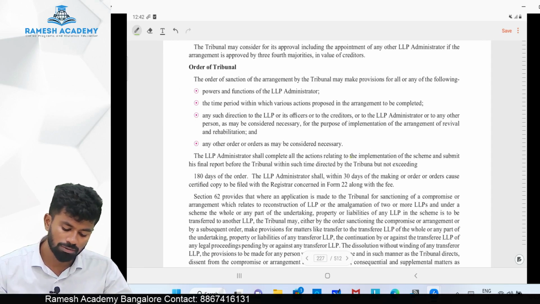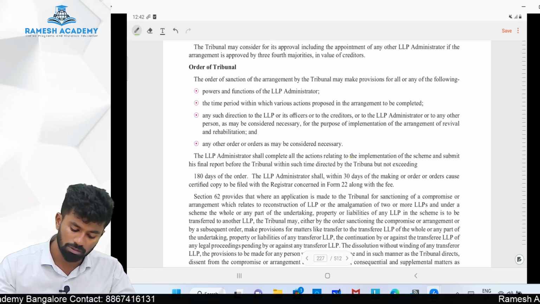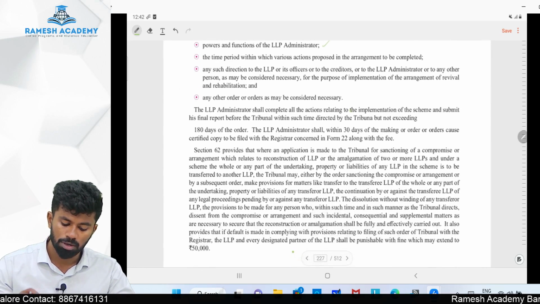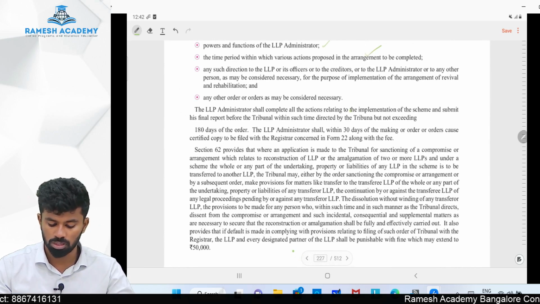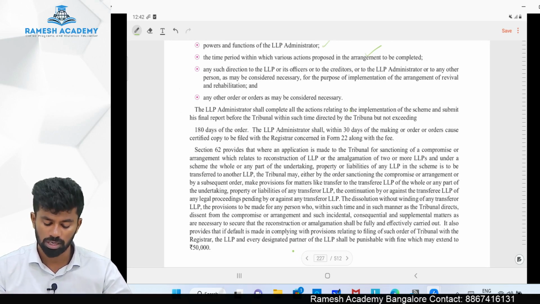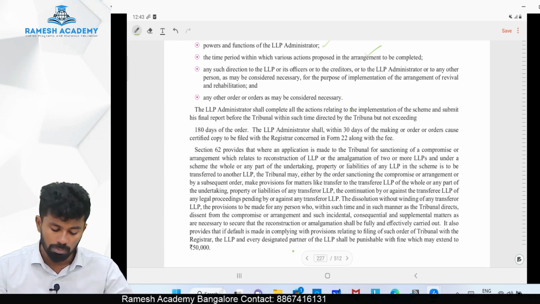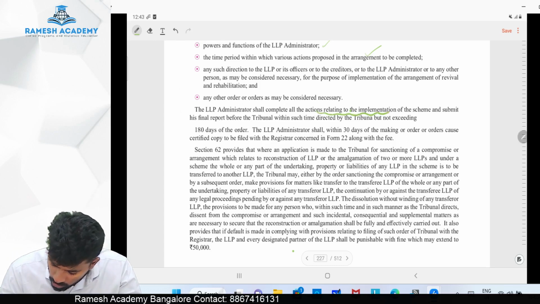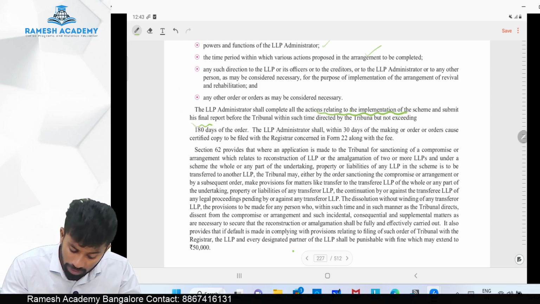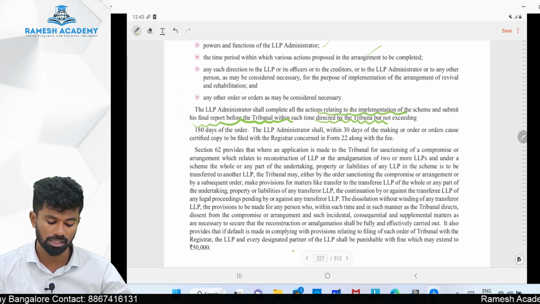The order of sanction of the arrangement by the tribunal may make provisions for all or any of the following: powers and functions of the LLP administrator, time period within which various actions proposed in the arrangement are to be completed, any such direction to the LLP or its officers or to the creditors or to the LLP administrator or to any other person as may be considered necessary, any other order or orders as may be considered necessary. The LLP administrator shall complete all the action with respect to implementation of the scheme and submit his final report before the tribunal within such time directed by the tribunal but not exceeding 180 days of the order.